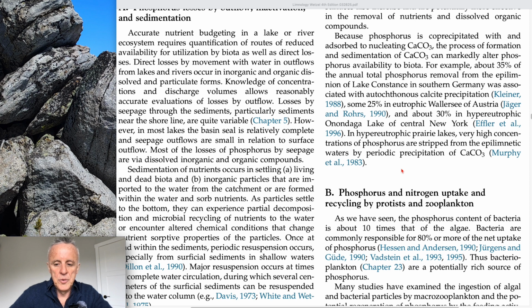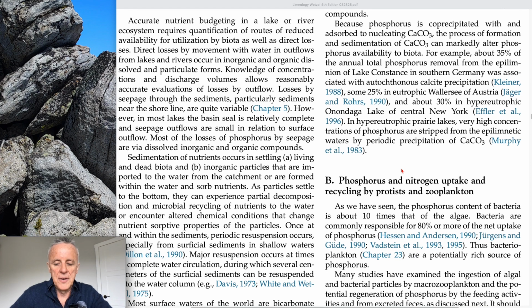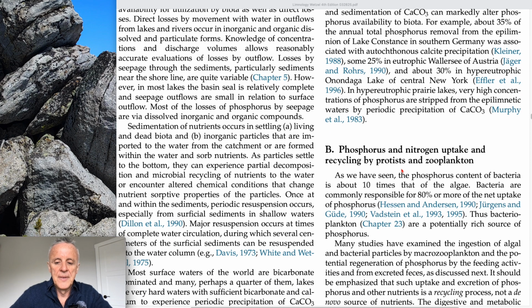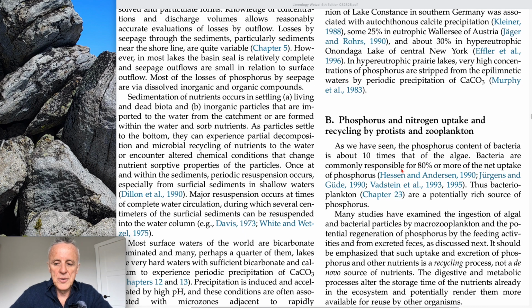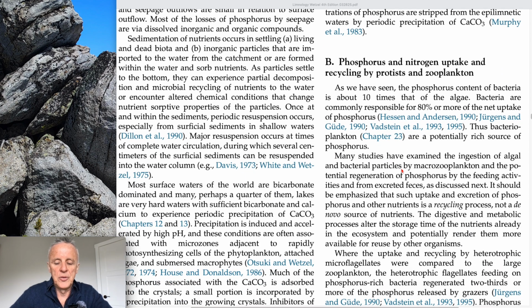In hypereutrophic prairie lakes, very high concentrations of phosphorus are stripped from the epilimnetic waters by periodic precipitation of calcium carbonate. Phosphorus and nitrogen uptake and recycling by protists and zooplankton.